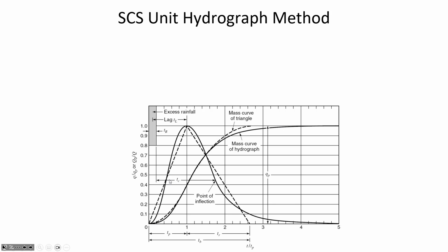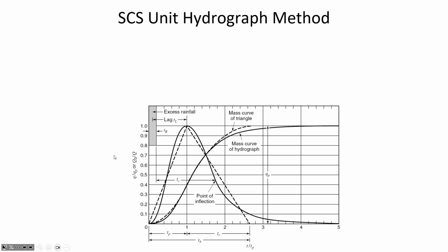More typically, we're interested in how long until this peak arrives from the beginning of the storm. So the time to peak, T sub P, we're interested in that. And we're also interested in how high the peak is. So what is the peak discharge?